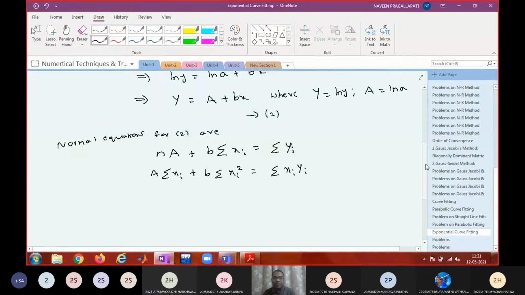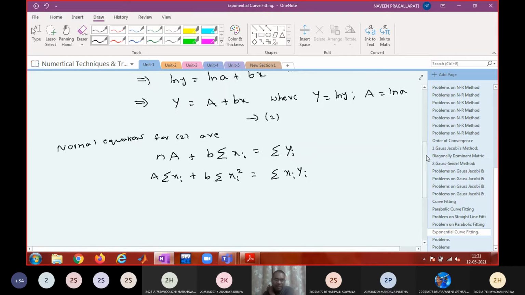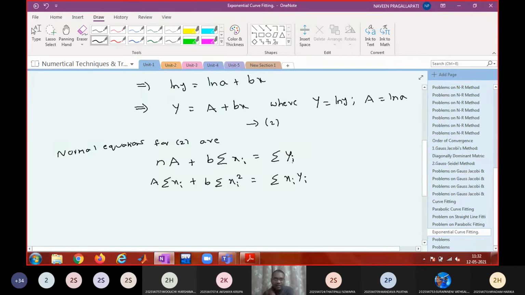Am I right? So that means what are the normal equations for 1? We can find this out. What do you mean by Yi? Sigma Yi is nothing but sigma ln yi. Do you agree? And this is nothing but sigma xi into ln yi.